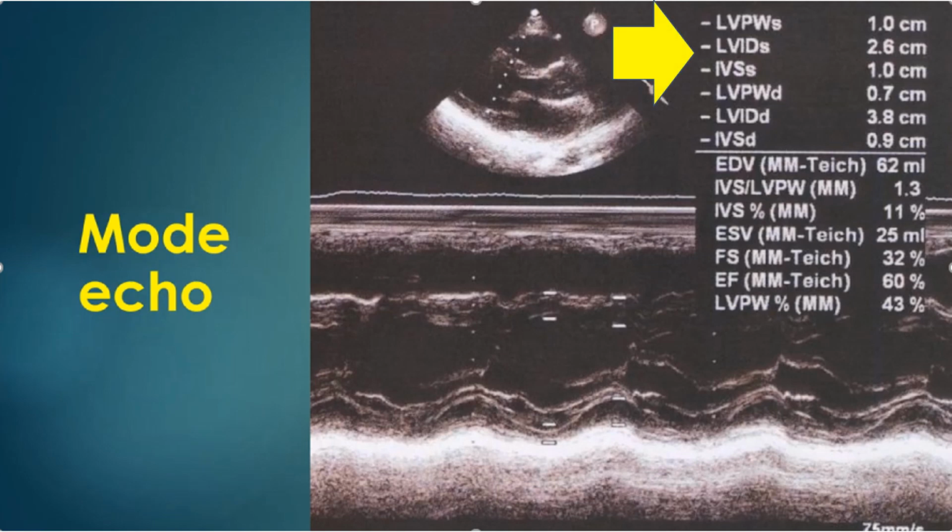Important measurements taken are LVPWS, left ventricular posterior wall systolic; LVIDS, left ventricular internal dimension systolic; IVSS, interventricular septum systolic; LVPWD, left ventricular posterior wall diastolic; IVSD, interventricular septum diastolic; EDV, end-diastolic volume; ESV, end-systolic volume; EF, ejection fraction. Ejection fraction by M-mode echo, though often used, has a lot of limitations, being a one-dimensional measurement. 2D and 3D methods to calculate ejection fraction are better.